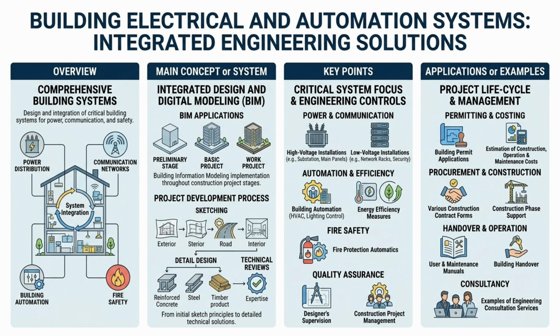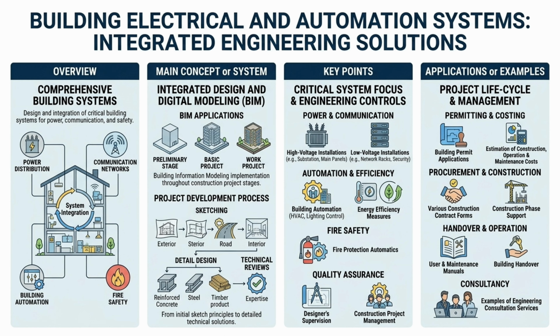There are several critical system categories and engineering controls involved. First, power and communication includes both high voltage installation such as substation and main panels and low voltage installation like network racks and security systems. Next, automation and efficient measurements focus on the building automation system, such as HVAC and lighting controls and energy efficiency technologies that minimize operational cost. Fire safety systems are integrated to provide automated fire protection and alerting.